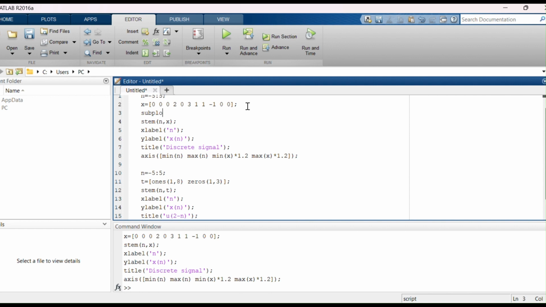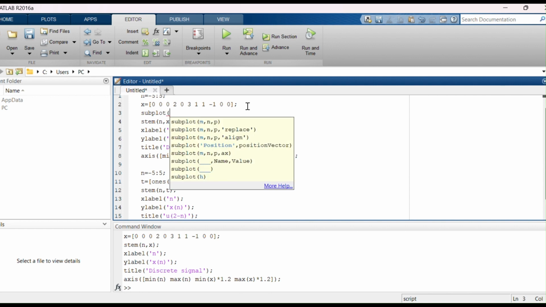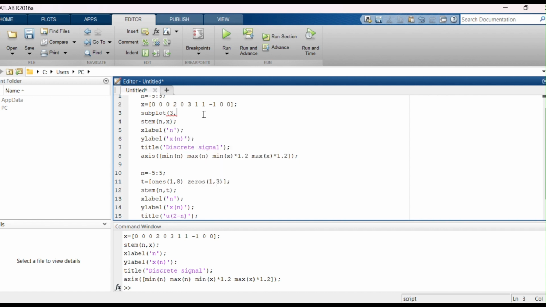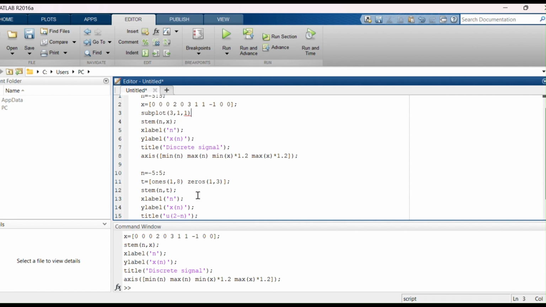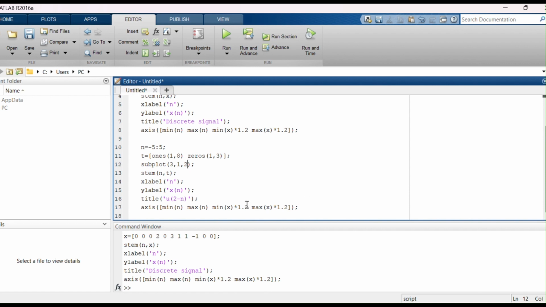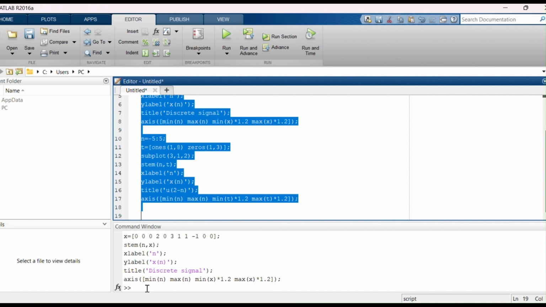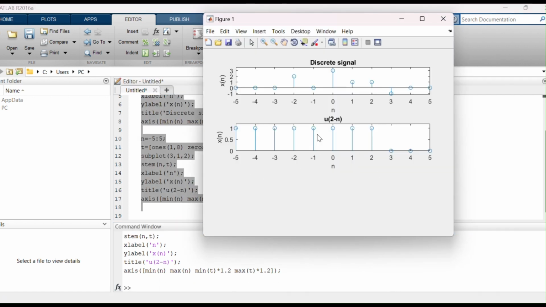Add here subplot so that both are in the same graph. I want 3 rows, 1 column. This is the first index, and this is the second index. This shouldn't be x, this should be t, because we are saying here the minimum of it and the maximum of it. Now let's check. And here it is, as we said.